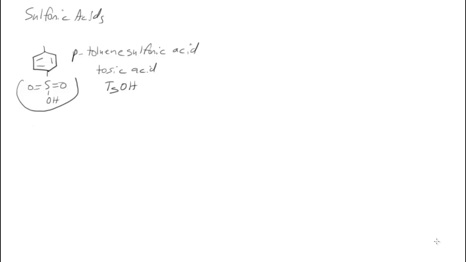So the pKa of para-toluene sulphonic acid is about -7. It's an extremely strong acid. Now, if you look at the structure here, with one OH and 2 double bonds between sulfur and oxygen, it's very similar in structure to sulfuric acid. And of course, the reason that sulfuric acid is such a strong acid is because of all the resonance stabilization that's available when you make the anion.